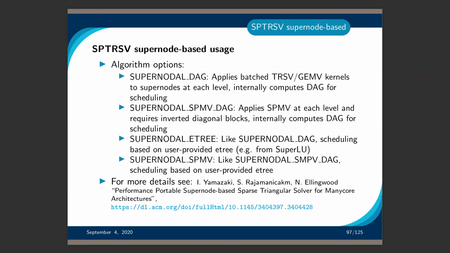Internally, this computes the DAG for scheduling. There's supernodal E-tree. This is very much like the supernodal DAG method, where scheduling is based on a user-provided E-tree, which, for example, can come from SuperLU or CholMod. And supernodal SPMV, which is like the supernodal SPMV DAG version, where scheduling, again, is based on the user-provided E-tree. For more details on these algorithms, I refer you to the paper listed below with the link there.